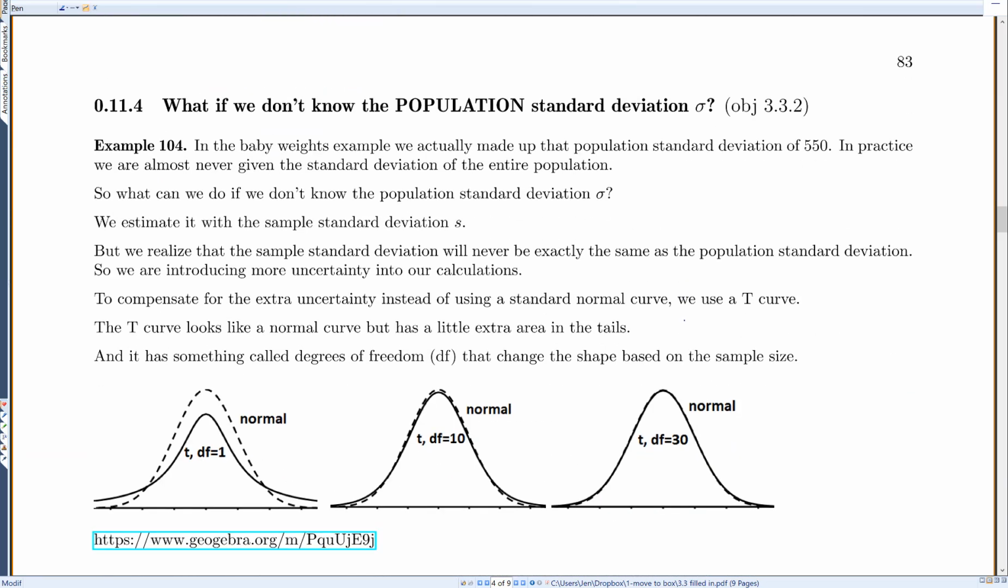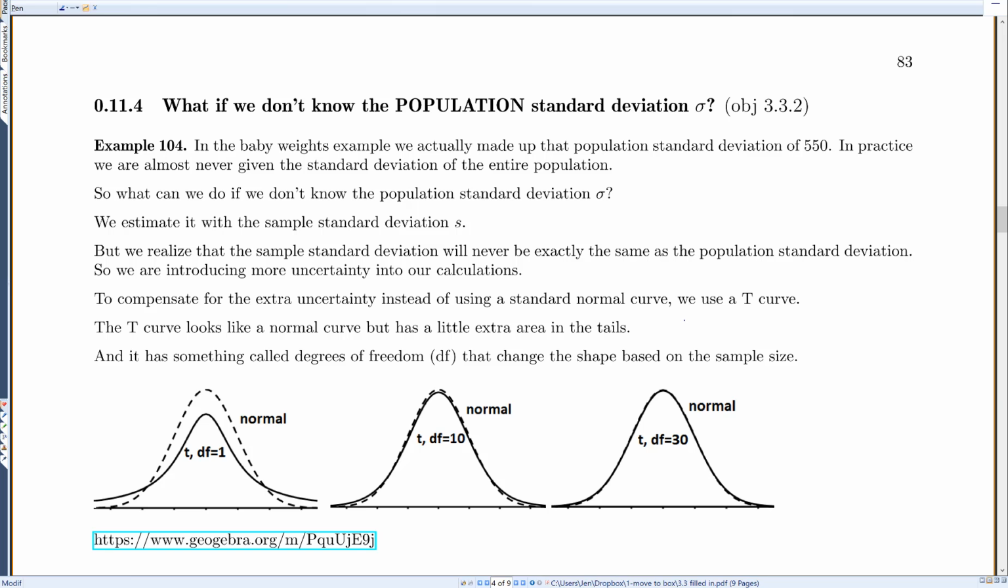But now, here's the wrench for sample means. What if we don't know the population standard deviation sigma? So in the baby weights example, we actually made up that population standard deviation of 550 grams. In practice, we're almost never given the standard deviation of the entire population. So what can we do if we don't know the population standard deviation sigma?